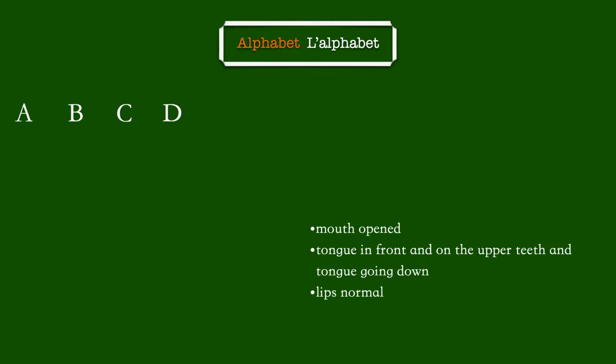Letter D is the next one. D. Your mouth needs to be opened, not so much. You should just be able to put your finger between your lips. About your tongue, it has to be in front and on the upper teeth, but while pronouncing, your tongue has to go down, and behind your lower teeth. D.